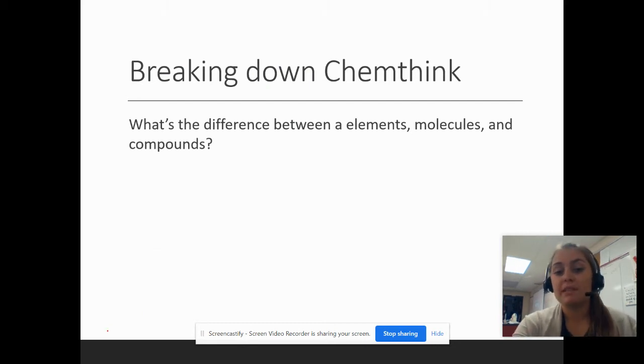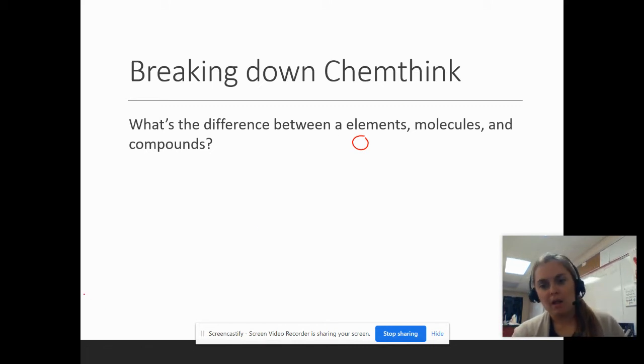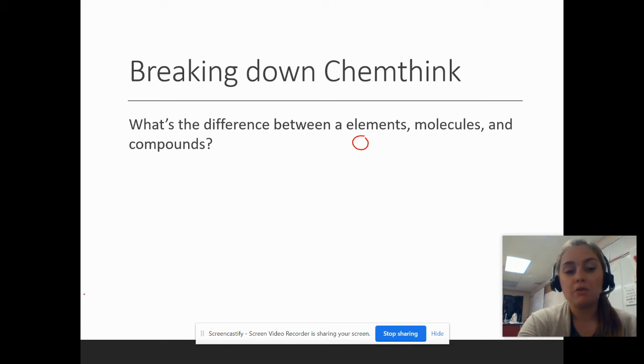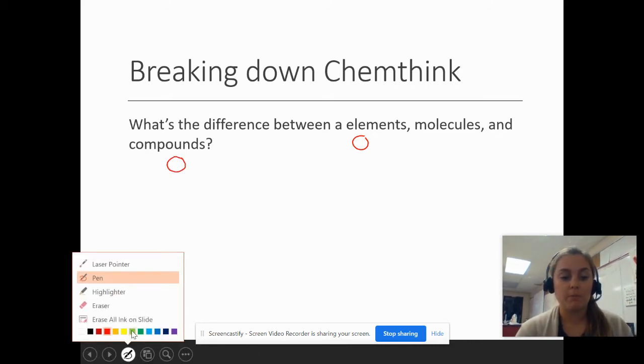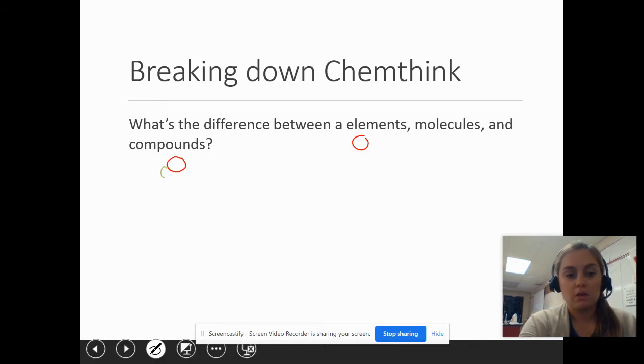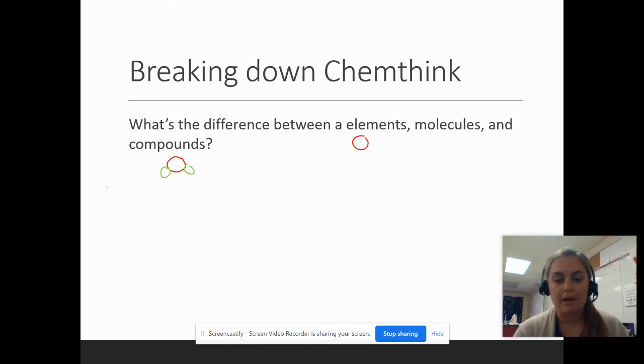An element would be simply one type of atom, symbolized here just by one red circle. I'm going to skip molecules, come back to it. A compound would be two or more different atoms. So here we're going to show that with multiple different colors that are chemically bonded together, like in water. We have one oxygen and two hydrogen. So that would be a compound.